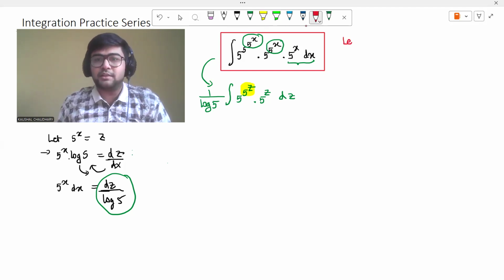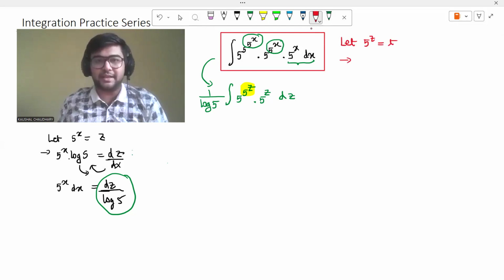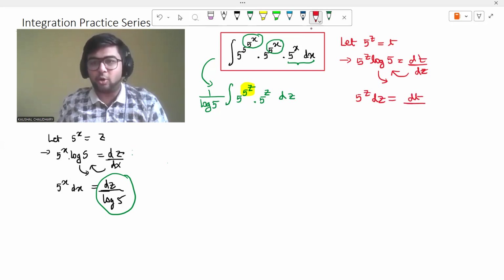Okay. Now furthermore, we can see 5 to the power z as our power again. So what we'll do is, we'll again substitute 5 to the power z as our new variable t. Differentiating both sides with respect to z, again we'll have d/dz of 5 to the power z, that is a to the power z. So formula is a to the power z into log a. So 5 to the power z into log 5, and on the right side d/dz of t. Okay. So what we can do is dz on the top, log 5 in the bottom. So 5 to the power z into dz, that is equal to dt by log 5.